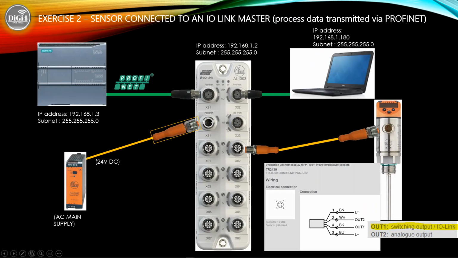In the second exercise, I'm connecting the temperature sensor to an IFM IO-Link Master and getting the digital data. We'll transmit that over the Ethernet cable, transmitted as well on a PROFINET fieldbus industrial protocol. I pre-assigned the IP addresses of the PLC and the IO-Link Master, as well as my programming laptop. They have to be on the same network range and subnet mask.